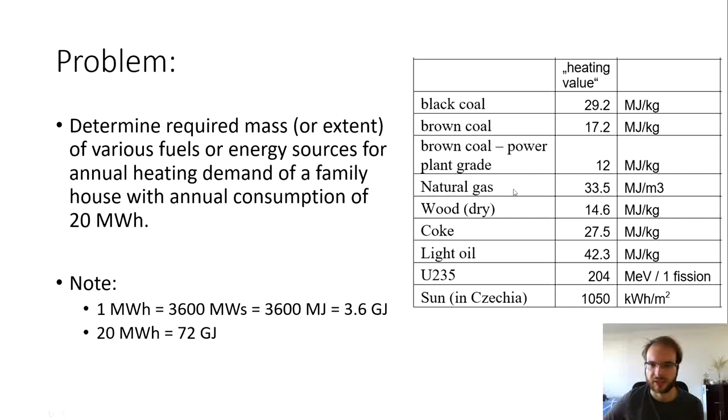Then we have natural gas, dry wood, coke, light heating oil, and then two, let's say, a little bit specific sources of energy or kinds of fuels, which are uranium-235, the fuel for nuclear reactors, and then the sun, which in Czechia has an annual solar irradiation of about 1050 kilowatt hours per square meter.